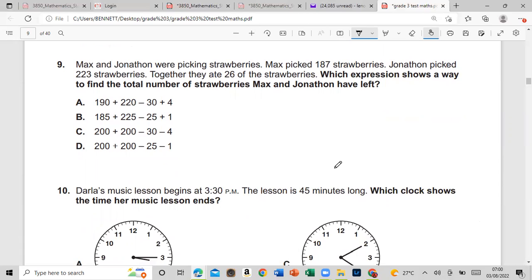Max and Jonathan were picking strawberries. Max picked 187 strawberries. Jonathan picked 223 strawberries. Together, they ate 26 of the strawberries. Which expression shows a way to find the total of strawberries Max and Jonathan have left? Again, have to examine the numbers. I think we should work this one out because it can be a little bit tricky. So I think it will be this.